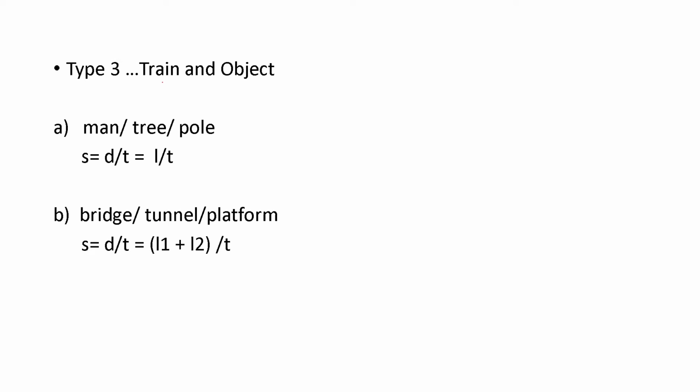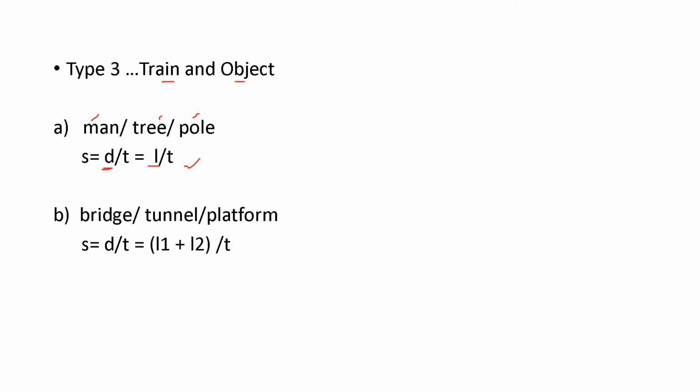Here, suppose a train is there and an object is there. So how do we solve? If the object is a man, a tree or a pole, then S is equal to d by t. We know this. S is equal to d by t, and d is equal to L, the length of the train. Distance is equal to length of the train. So L by t.